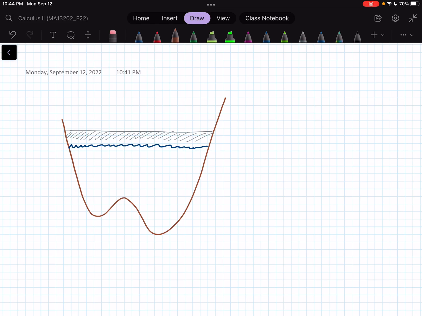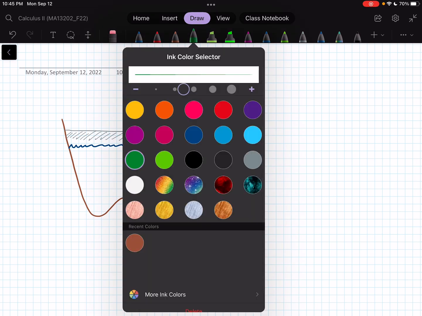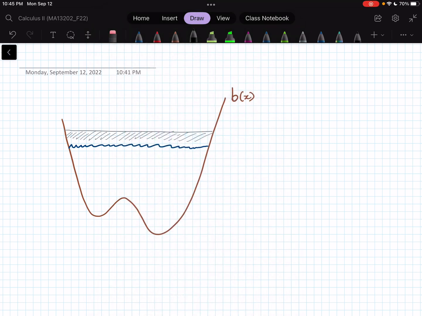So the first thing that we have to set up is the bottom profile of the river, and we're going to call that bottom profile B of x. Now, what is B of x? B of x is a height of a river bottom, or an elevation of a river bottom, with respect to some coordinate system that is potentially far away. So we're going to draw it here on the side.